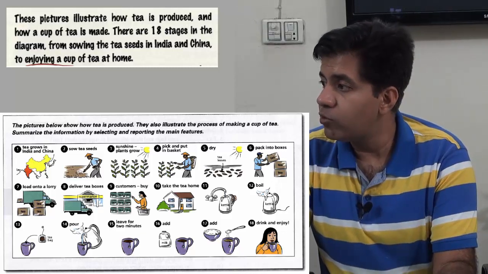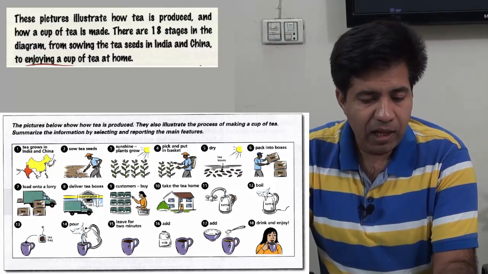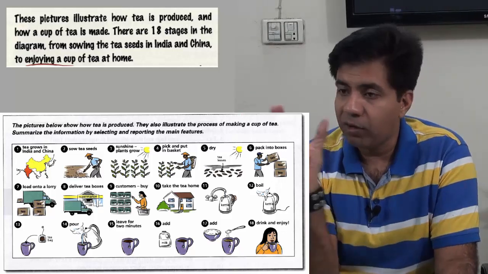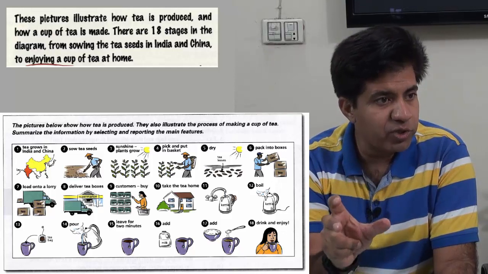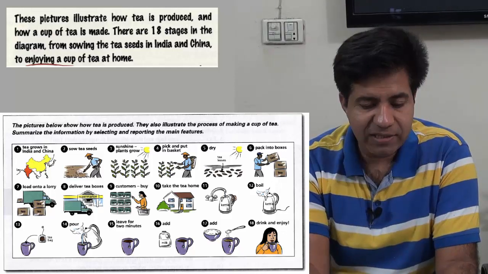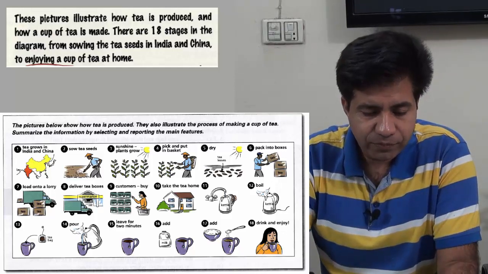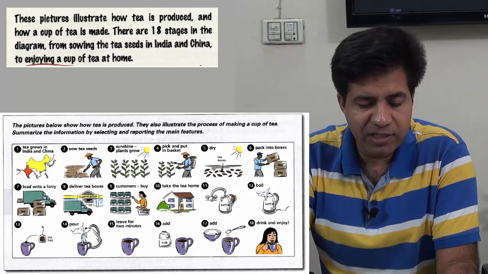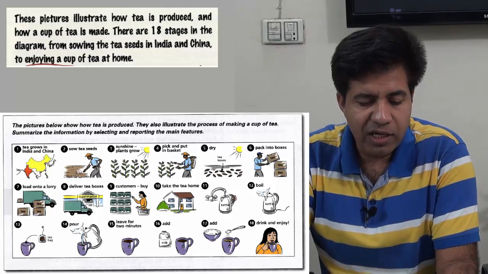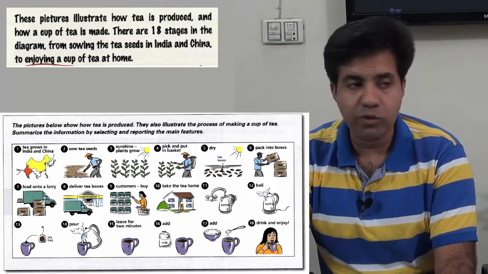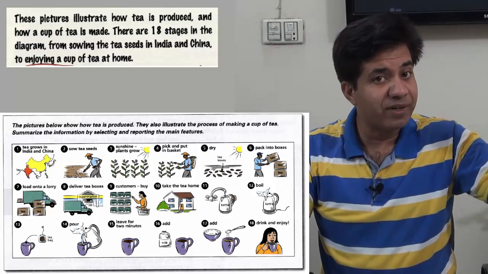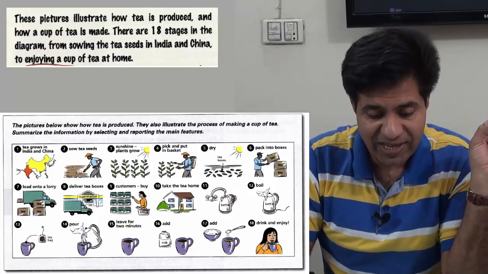These pictures illustrate how tea is produced. How tea is produced is passive voice. And how a cup of tea is made. So there are 2 parts. Part 1, how tea is produced, and part 2, how tea is made. There are 18 stages in the diagram, from sowing the tea seeds in India and China to enjoying a cup of tea at home. The whole process, step 1 to step 18, means the first step to the last step.